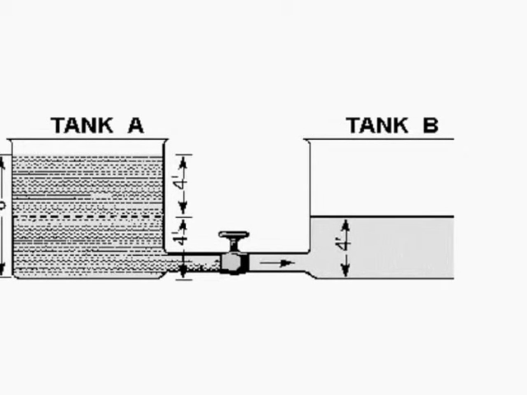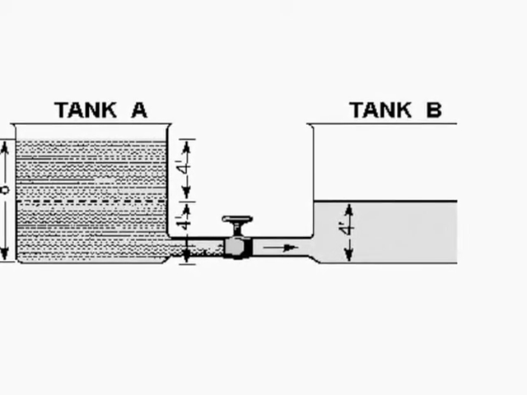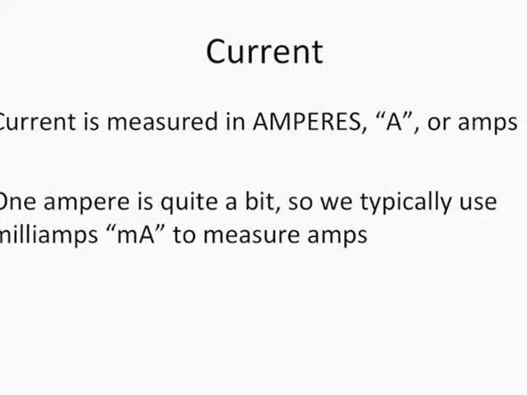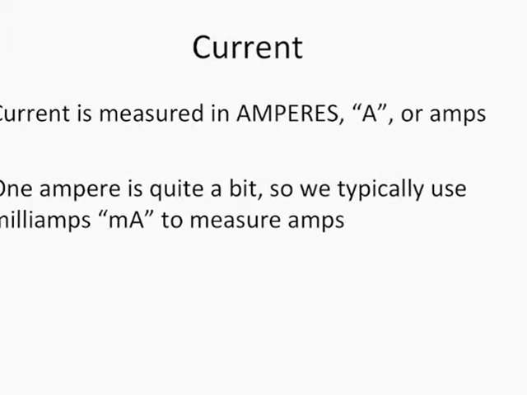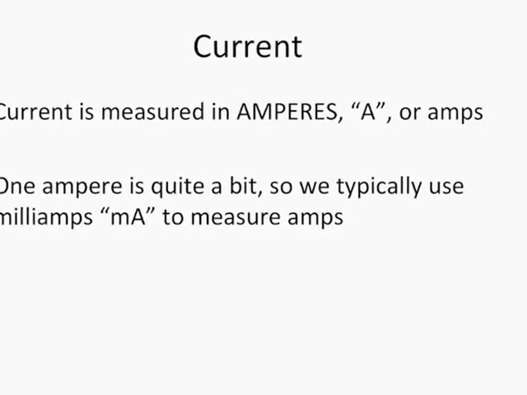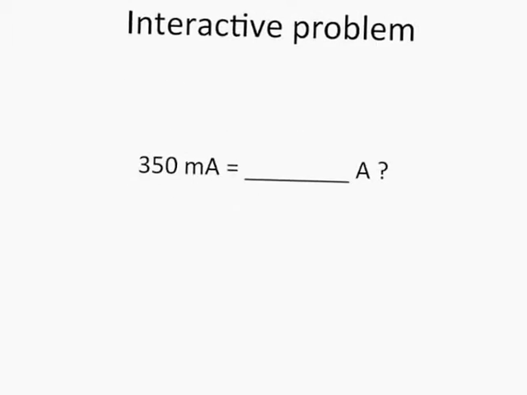So looking back at our analogy, we've defined voltage as that difference in potential between tank A and tank B. So now, what's the rate at which that difference equalizes, or the rate at which the liquid flows from tank A into tank B? We know that as current, and current is measured in amperes, or also we call it amps. 1 ampere is quite a bit, so typically we use milliamps.